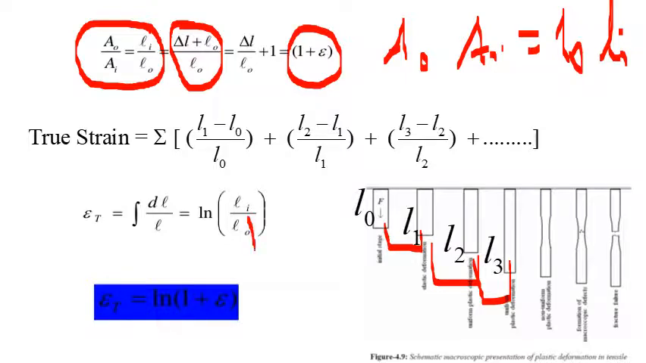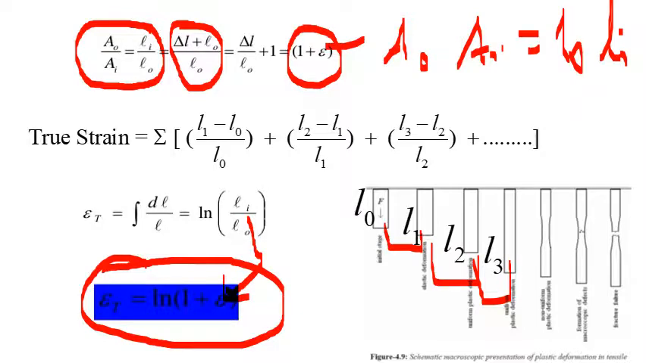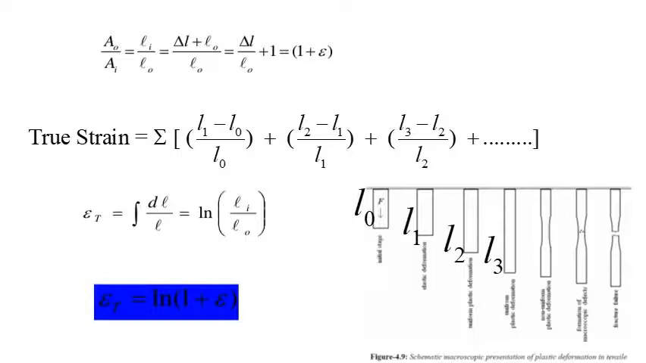Instead of this Li by L naught, we have written 1 plus epsilon naught, which you have derived from this equation, and we are going to get epsilon naught t will be equal to ln of 1 plus epsilon naught. That is, true strain will be equal to ln of 1 plus engineering strain. So that is the relationship between engineering strain and true strain.